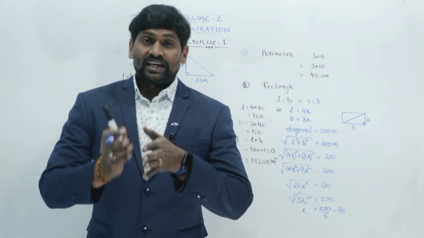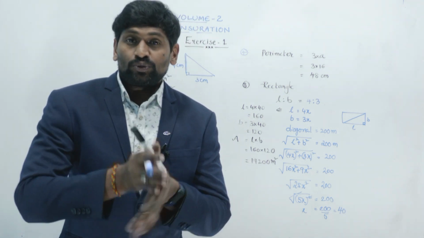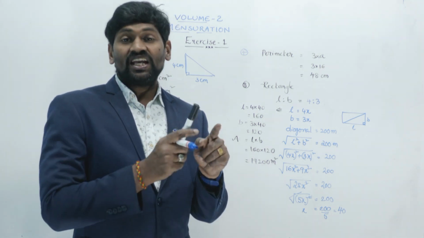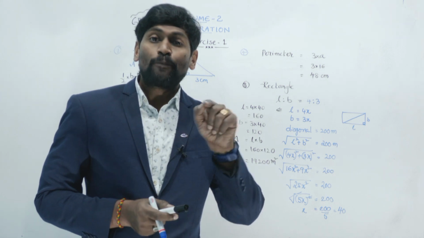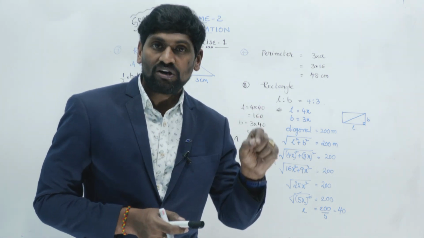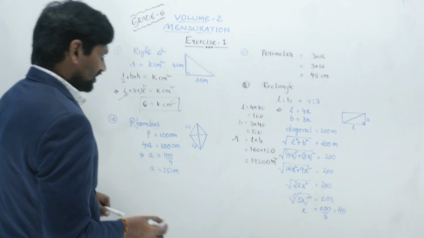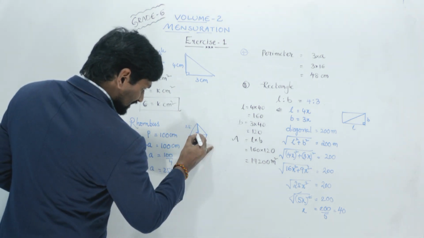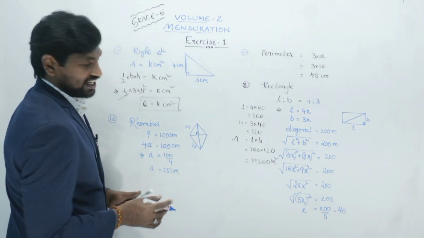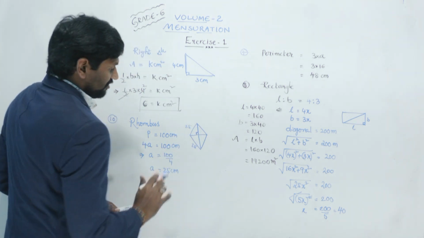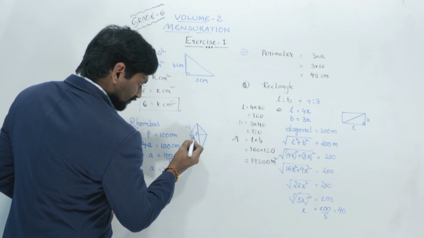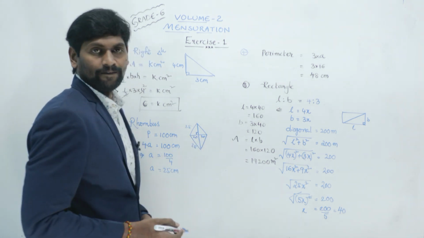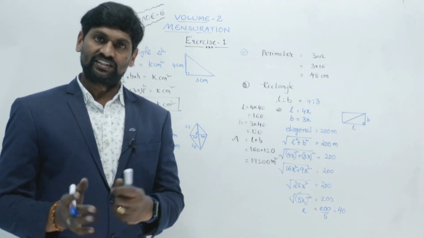That means the diagonals are dividing into two equal parts on one another, and it is making a 90 degrees angle at the point of meeting or at the point of intersecting. That means from this diagram, diagonals making 90 degrees angle here and dividing into two equal parts. For example, if I take this diagonal as 40 centimeters total diagonal, it will be 20 and this will be 20. That is the meaning of bisecting.